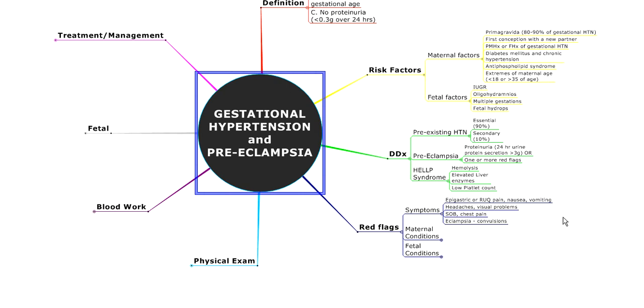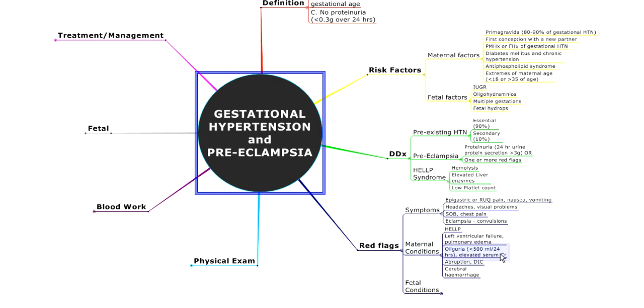There are several maternal conditions that are considered red flags. The HELLP syndrome, as previously mentioned, is one. Left ventricular failure, pulmonary edema, oliguria, elevated creatinine, and cerebral hemorrhage all indicate concerning end organ failure of the heart, lungs, kidneys, and brain. An abruption would indicate damage to the placenta, and DIC reflects the systemic nature of the disease.